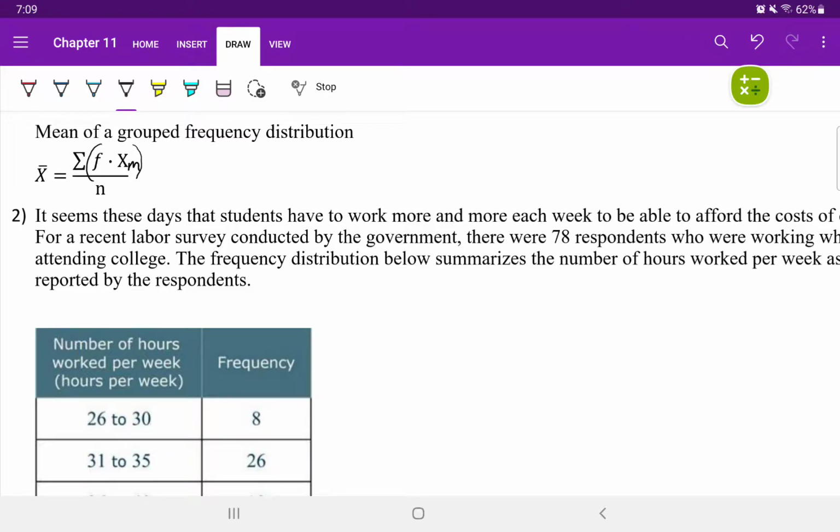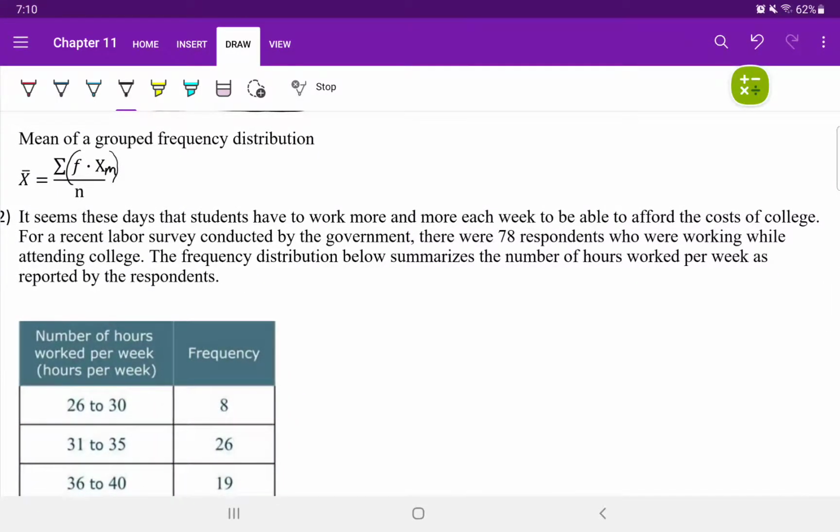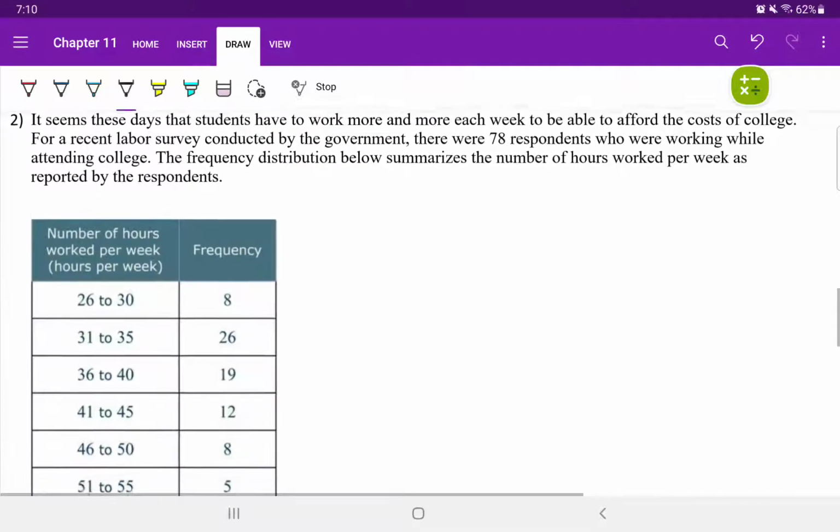Now, it says here, for number 2, it seems like these days that students have to work more and more each week to be able to afford the cost of college. For a recent labor survey conducted by the government, there were 78 respondents who were working while attending college. The frequency distribution below summarizes the number of hours worked per week as reported by the respondents. Here is my grouped frequency distribution.